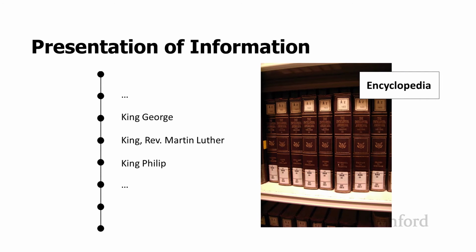In contrast, think about something like an encyclopedia. Because an encyclopedia is printed, it's got that single sequential information flow. So if we're looking for an article on the Reverend Martin Luther King, we're likely to find him sandwiched between King George of England and King Philip of Spain. What does he have to do with those two? Well, the encyclopedia only has one ordering of information, and it uses that linear ordering of information to make it easy to look up articles, not to find links between different articles.